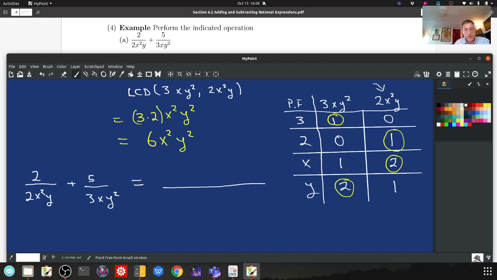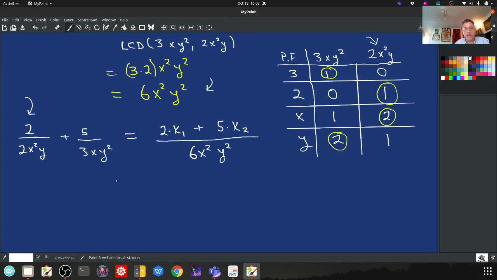So I just found the LCD of the denominators. Here it is right here. So the sum is always going to be over the LCD. And then it's going to be 2 times K1 plus 5 times K2. So I have to find these K1 and K2 values.